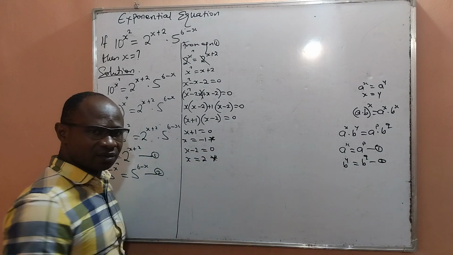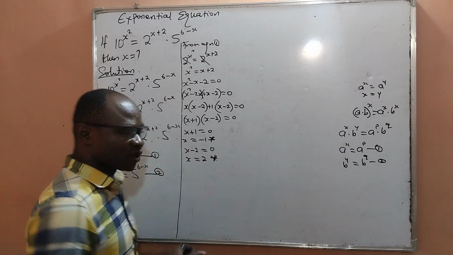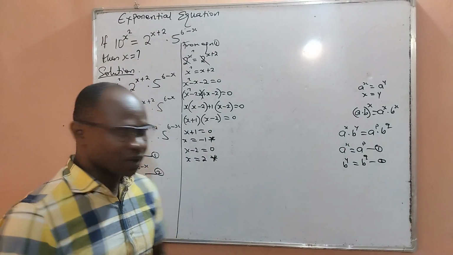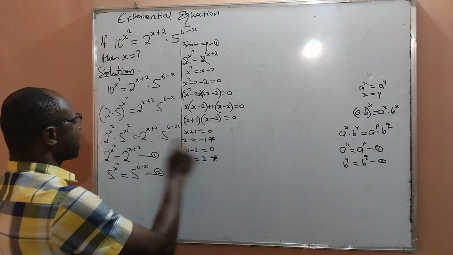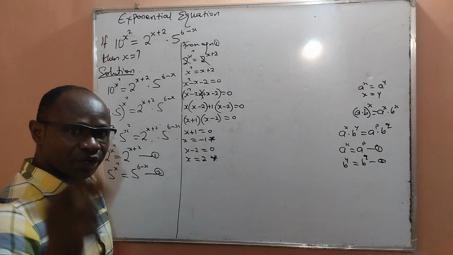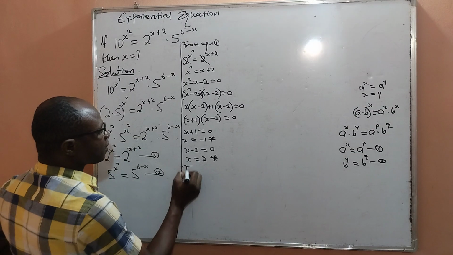This is the second value of x. Now we have two values of x from equation 1. Remember, we formed two equations. We have gotten the values of x from the first. Let us now go into the second equation.